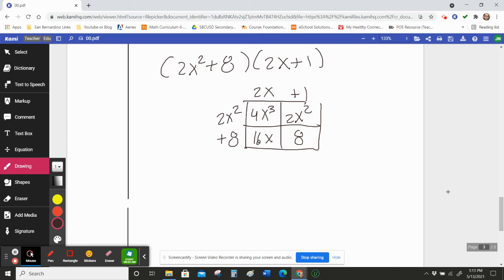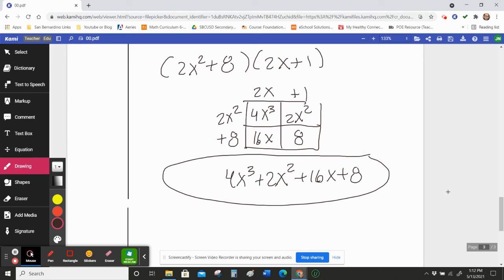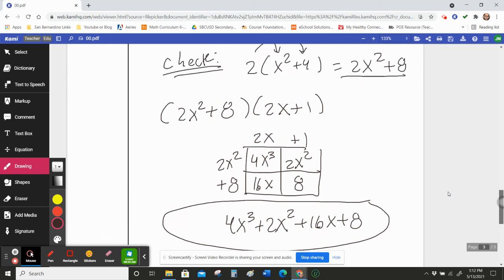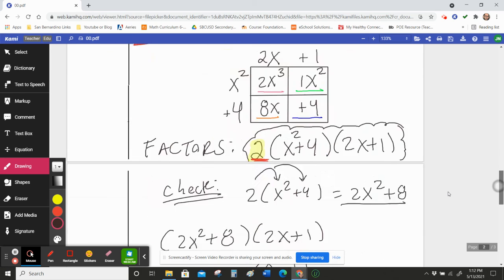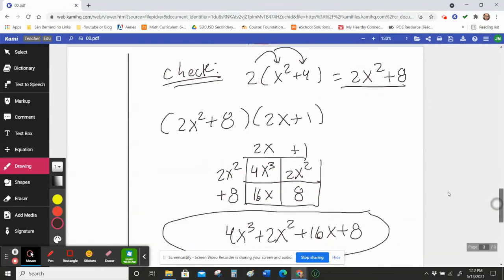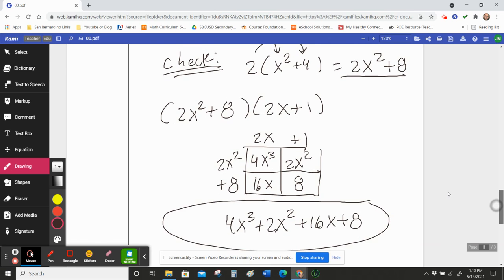We can skip to the final answer as 4x to the power of 3 plus 2x squared plus 16x, because they're all positive, and then plus 8. This is my final multiplication, which means it should match my original polynomial. If I check my original problem, my original polynomial was indeed 4x to the power of 3 plus 2x squared plus 16x plus 8. And that's what we had here when we checked it with the box. So any single time you have a problem, you can always multiply it out to check your answer.